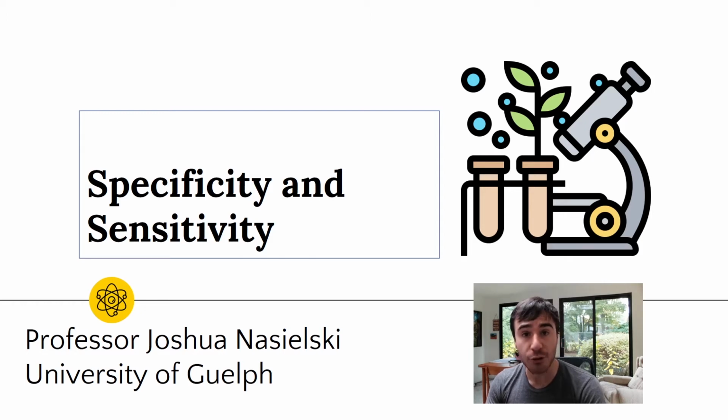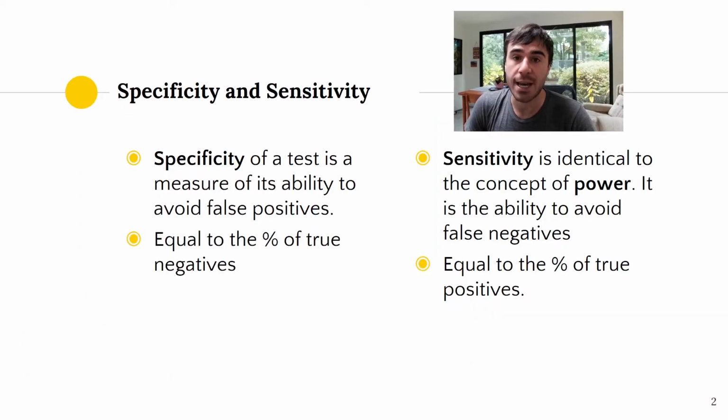So let's start. The specificity of a test is basically its ability to avoid making type 1 errors or false positives. So if you don't have the disease, but it turns out that the test says you do, that would be an example of poor specificity, making a type 1 error. The sensitivity of a test is its ability to avoid making type 2 errors or false negatives. So if you do have the disease, you take the test, and it says you don't have the disease, that test would have low sensitivity.